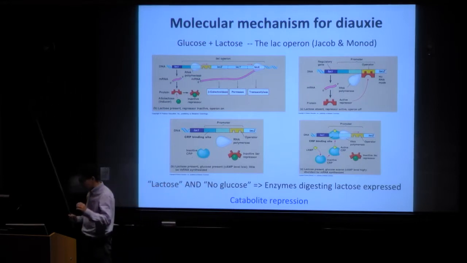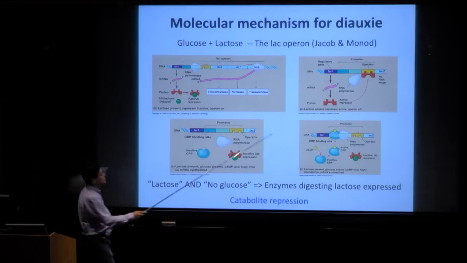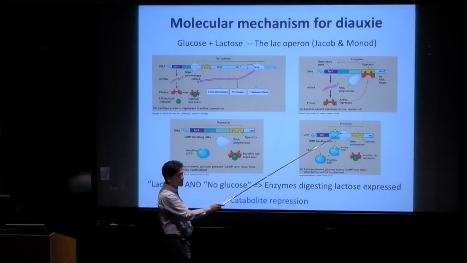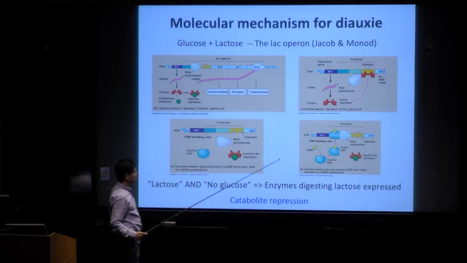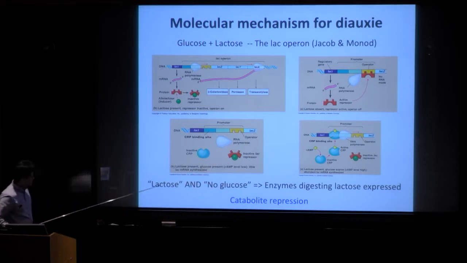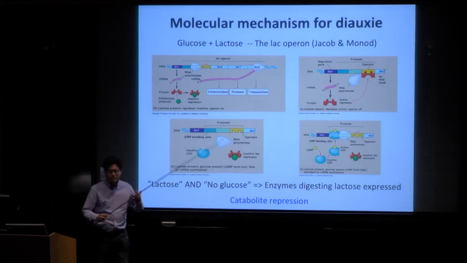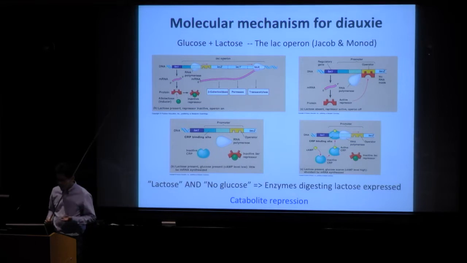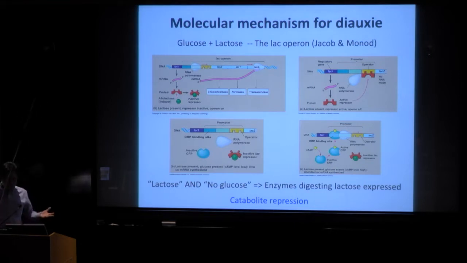Only when the glucose is exhausted and lactose is present is this repressor released, and then the enzyme digesting lactose is expressed. This is called catabolite repression. And this is AND logic: only when you have lactose and no glucose is this genetic regulation turned on. This is the first example of genetic regulation, and for that he got a Nobel Prize, shared with Jacob, right? It's the very famous lac operon.